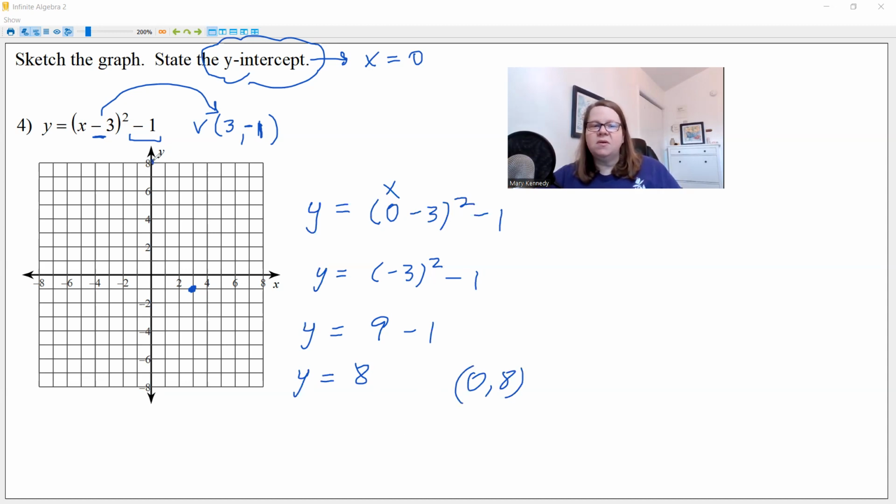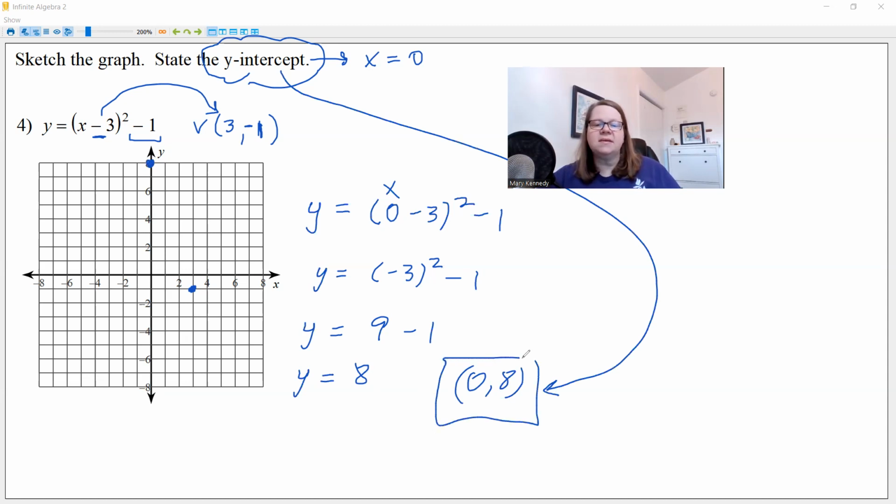So 0 up here, all the way at 8. That is my y-intercept. So I've already answered the question of what the y-intercept is. It is 0, 8. And then if I'm graphing this, I just want a point on the other side. So I just want to mirror this image. So 0 is 1, 2, 3 away from the vertex. So if I go 3 the other way, 1, 2, 3, that one's also going to be up at 8.